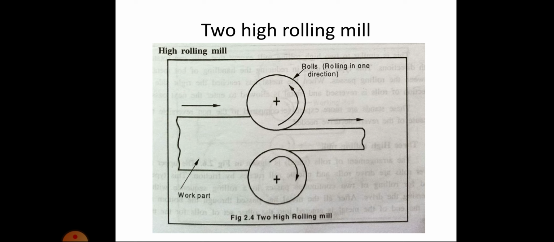This mill has two rolls. You can see it in the diagram. Both rolls rotate in a constant direction, only one direction, that is one roller in clockwise and another one anti-clockwise about the horizontal axis. The principal operation of this process is reduction of cross-sectional area of the stock, meaning the workpiece, and increasing the length. This method is used for both the cold and hot rolling operations. That's the 2 high rolling mill.